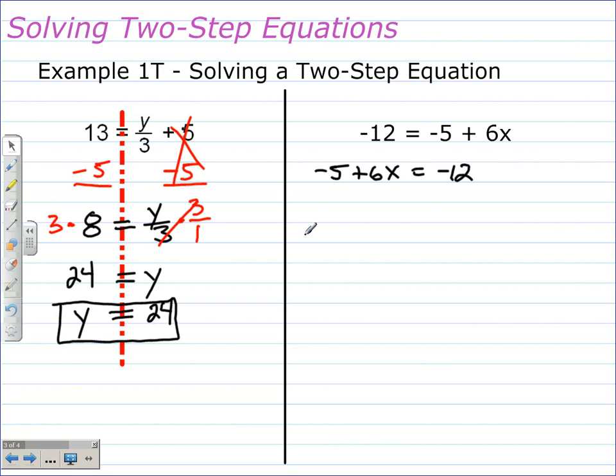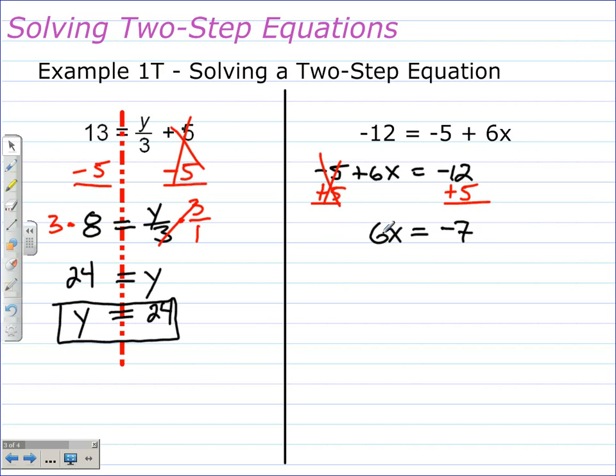Now I'll start using my properties of equality. I need to get rid of this negative 5. Using the addition property of equality, I add it to both sides. On the left-hand side of the equal sign, the negative 5 and the positive 5 cancel because they're opposites. That leaves us with 6x on the left-hand side of the equal sign. And on the right-hand side, negative 12 plus 5 is negative 7.